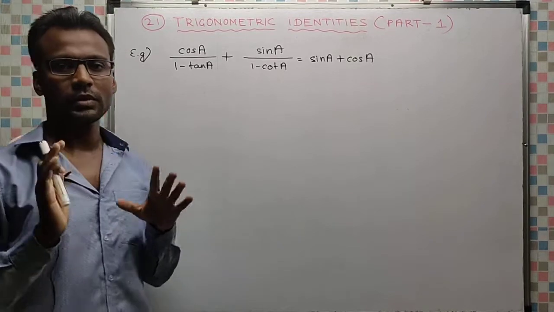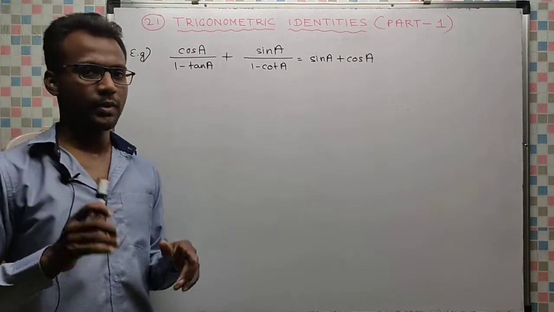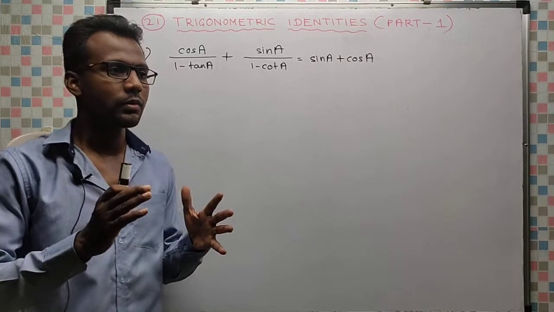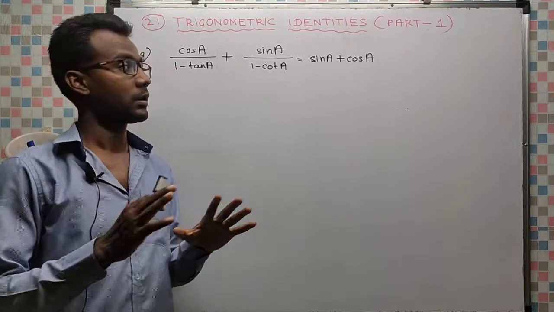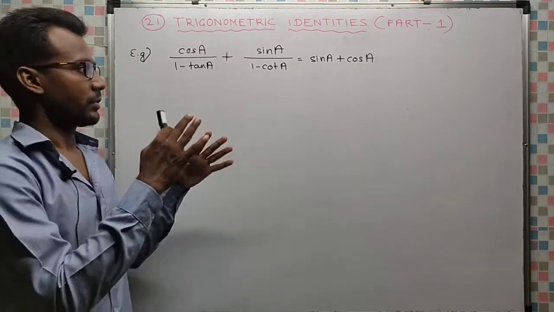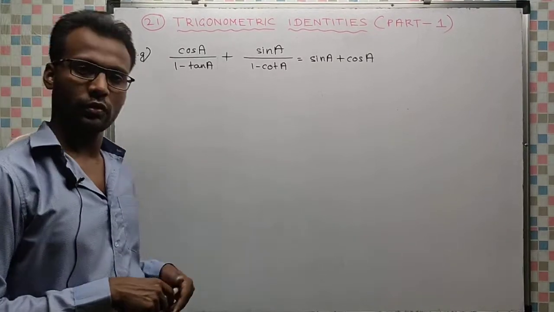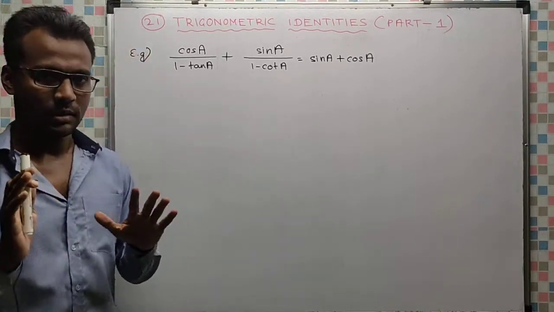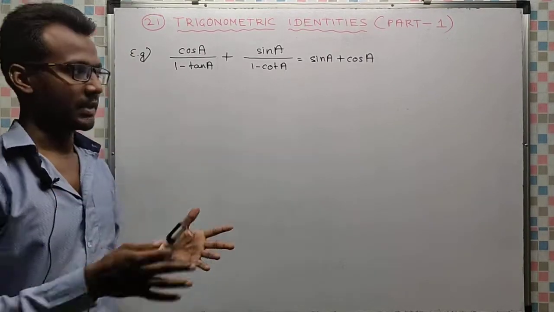While proving, I will give you some tricks. This chapter needs a lot of practice. I cannot give you a specific formula using which you can prove all the identities. So while proving, I will give you some tricks. Follow those tricks to be able to prove. And I advise you to practice a lot in this chapter.